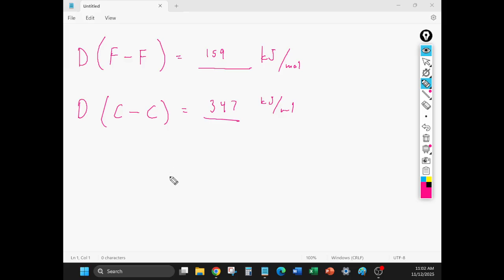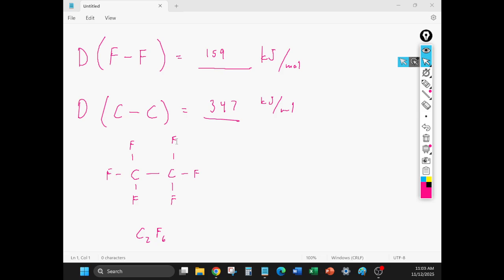So for example, let's say that we have this molecule right here, and I want you to draw this on your paper. Just kind of pulling this out of my brain. But let's say that we have this molecule, C2F6. And this is what the structure looks like.